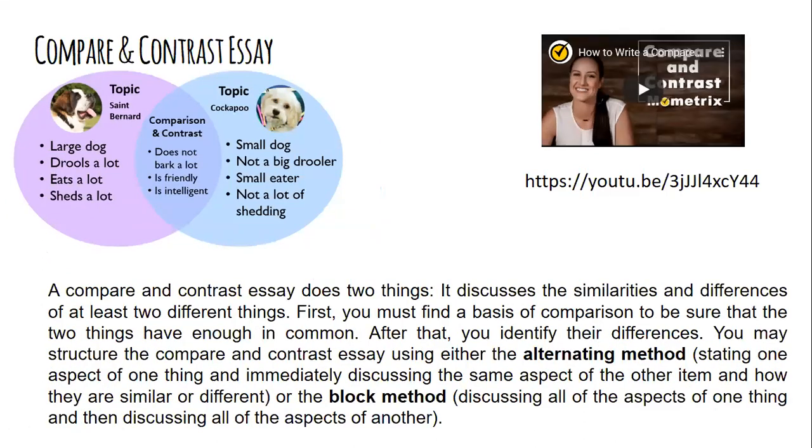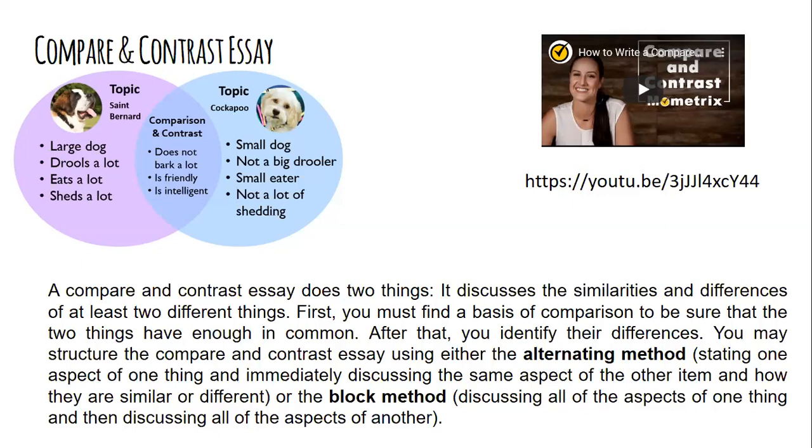A compare and contrast essay does two things. It discusses the similarities and differences of at least two different things. First, you must find a basis of comparison to be sure that the two things have enough in common. After that, you identify their differences. You may structure the compare and contrast essay using either the alternating method, which basically means stating one aspect of one thing and immediately discussing the same aspect of the other item and how they are similar and different.